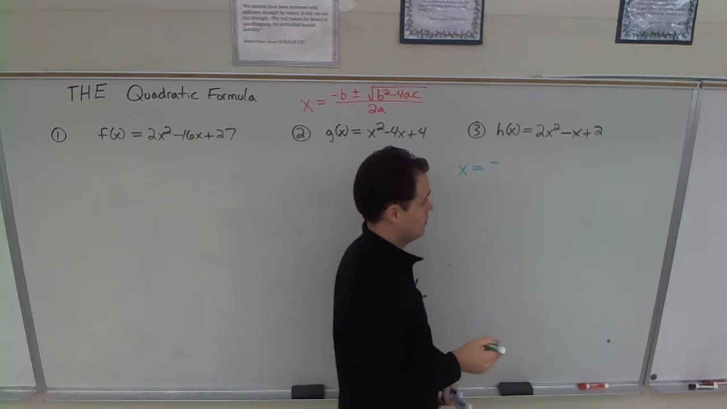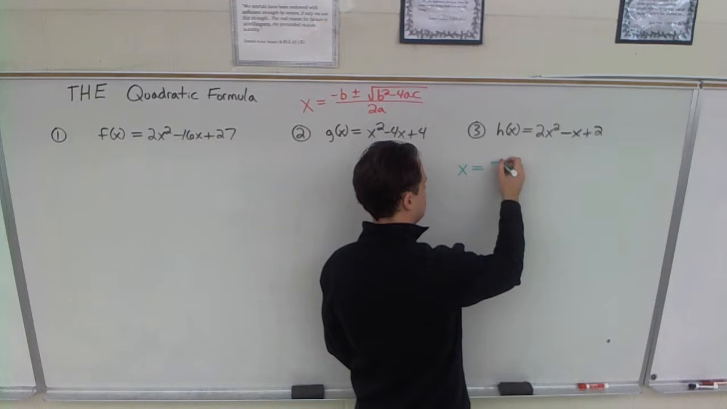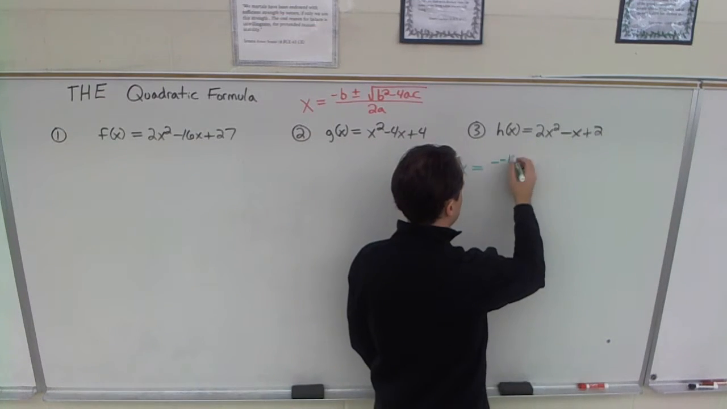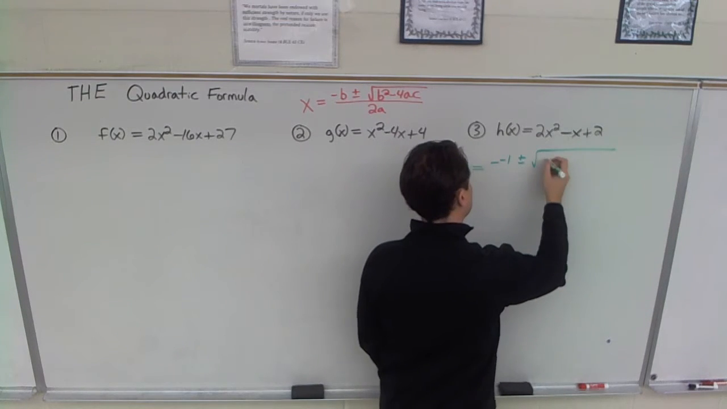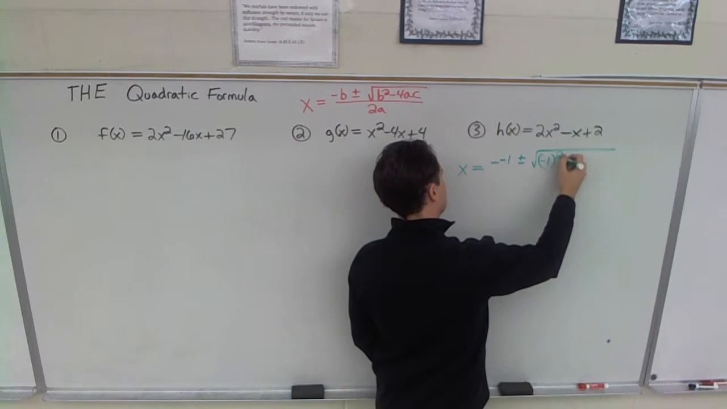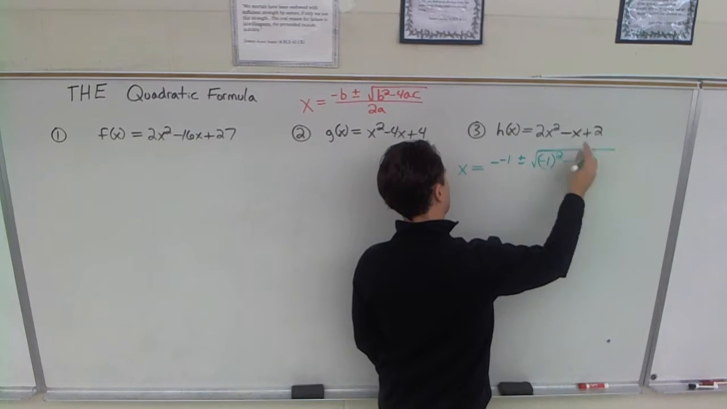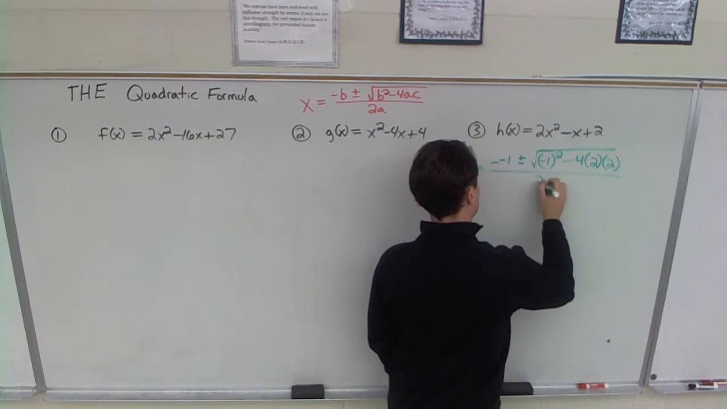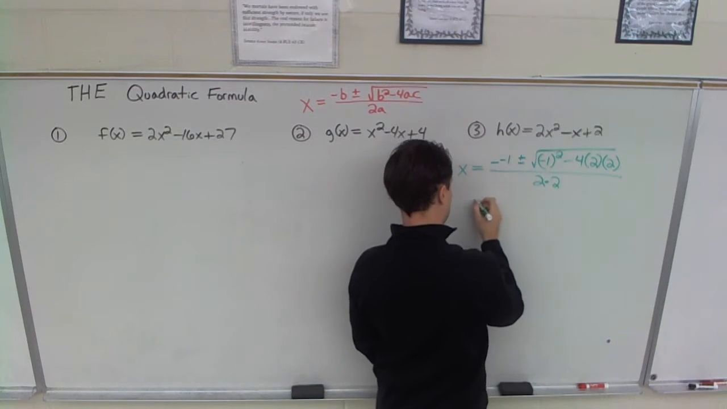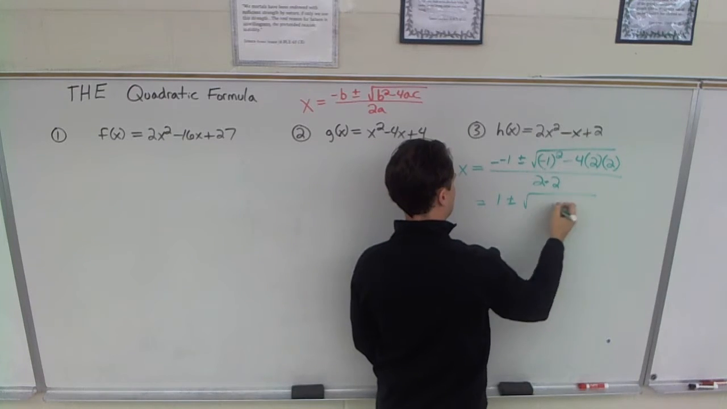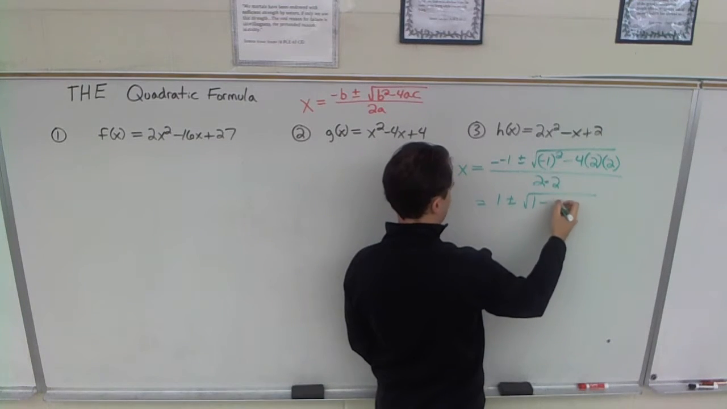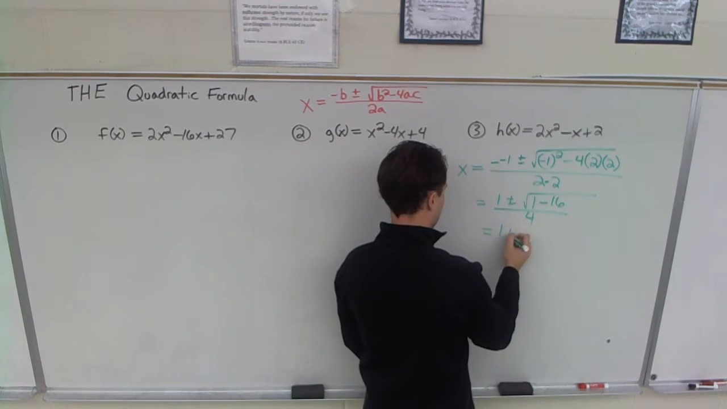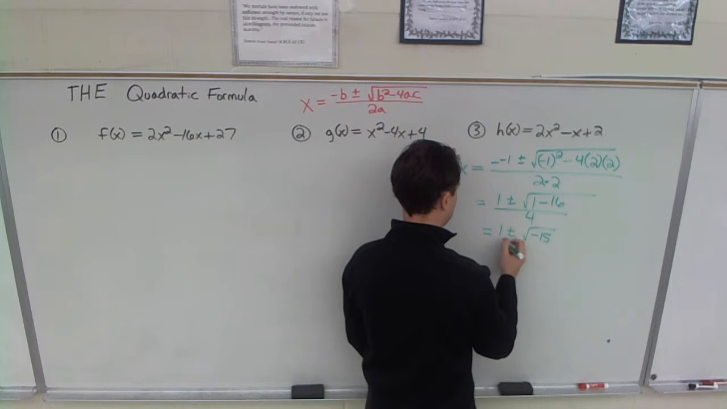Careful about that. So negative b is negative, negative 1. All the examples I picked today had a negative b already. They don't always, though. Plus or minus the square root of b squared minus 4ac over 2a. So it's going to be 1 plus or minus 1. All these had that too, so that's 16 over 4. 1 plus or minus the square root of a negative 15.